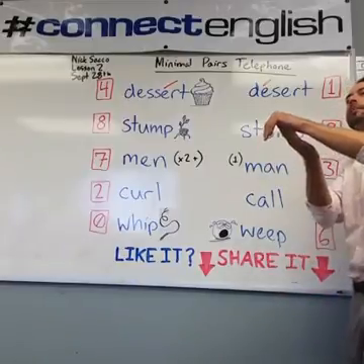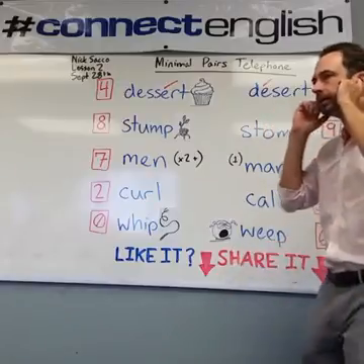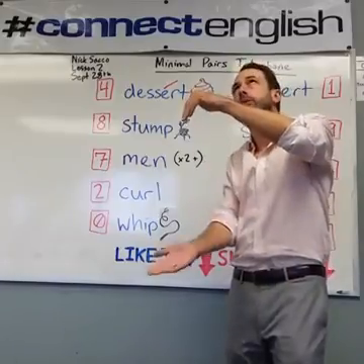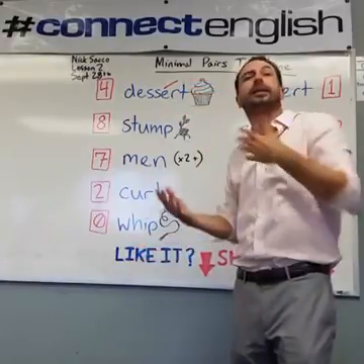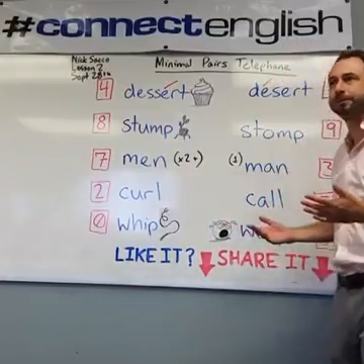So feel the difference. Weep and whip. If you can't hear the difference, feel it. Okay. I feel the difference. High tongue, low tongue. High tongue, low tongue. That's important. All right. Let's review them together and let's start our activity. You guys ready? Yes. Okay.